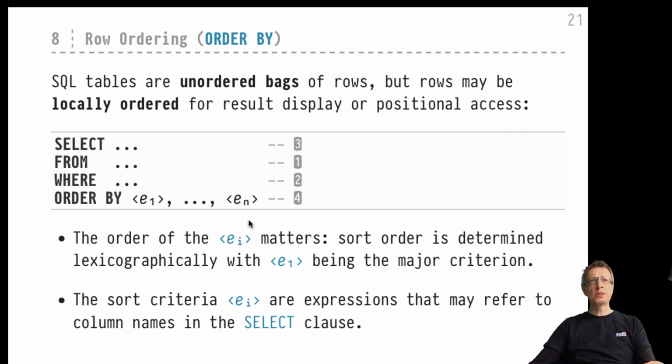Okay, because we evaluate order by as the very final clause in a select from where query, we can refer to values, to columns, to fields that have already been computed in the select clause. So we will see examples for expressions that compute a particular value here in the select clause at step 3. And then in step 4, we may refer to that value and use it as ordering criterion.